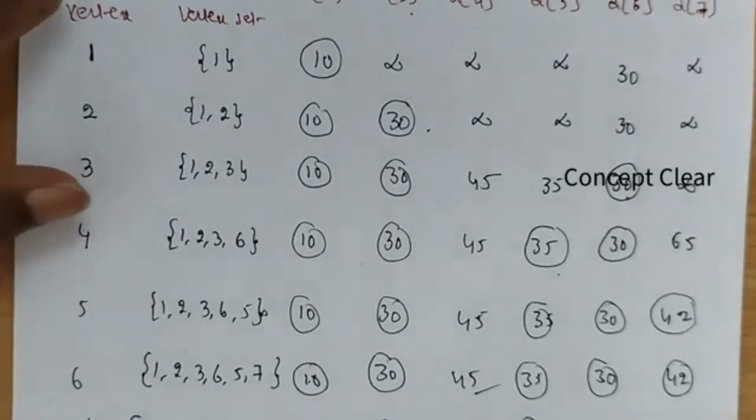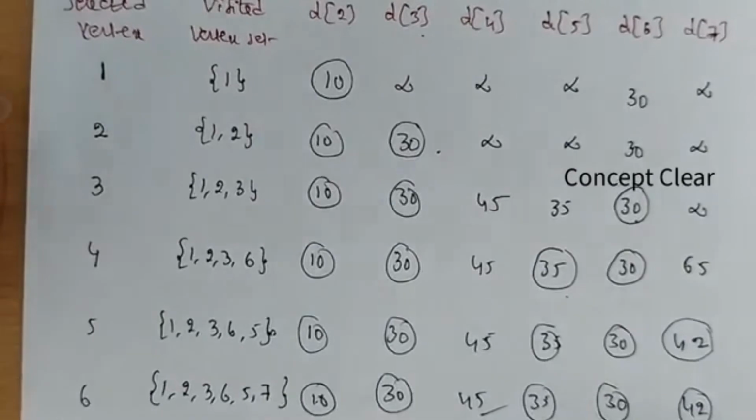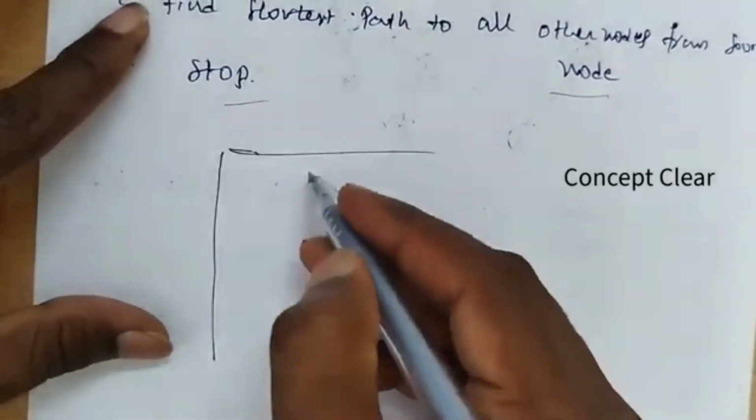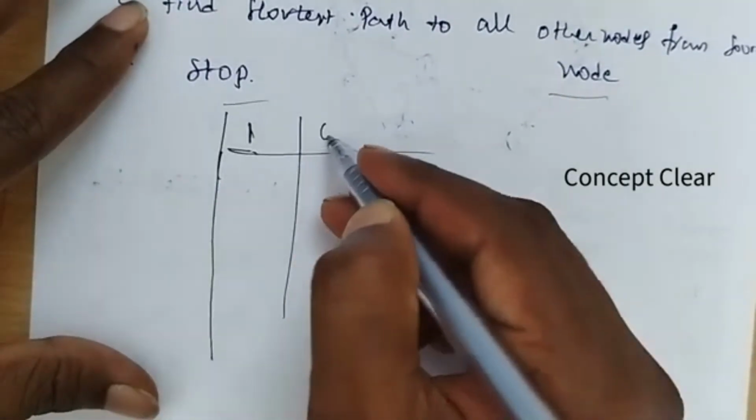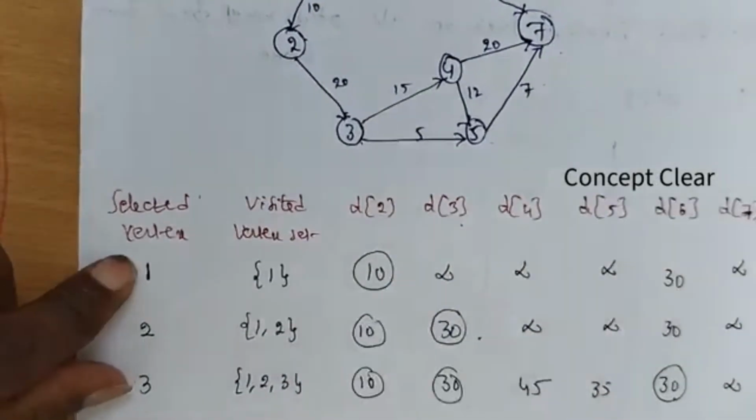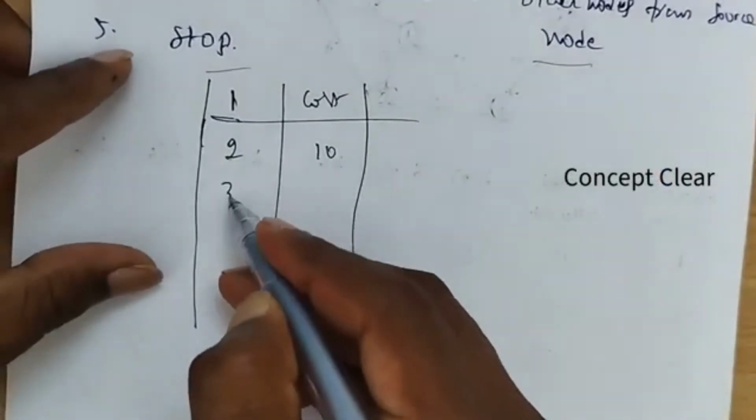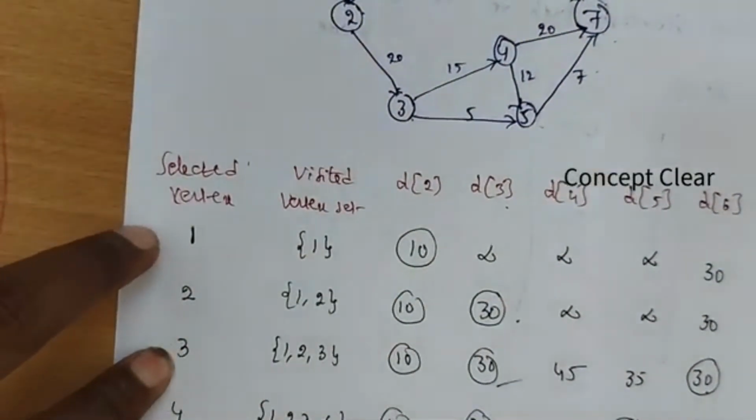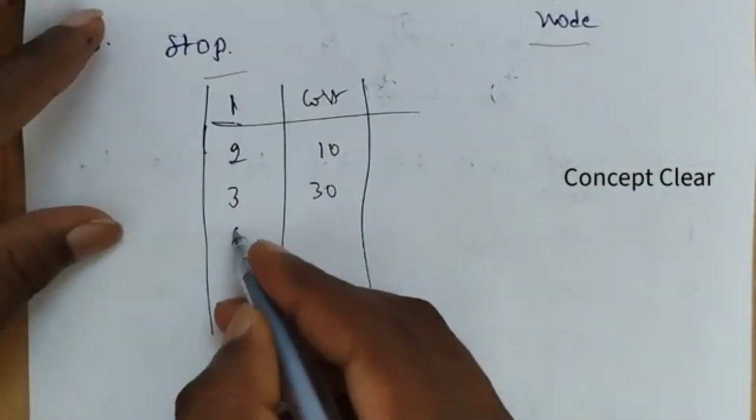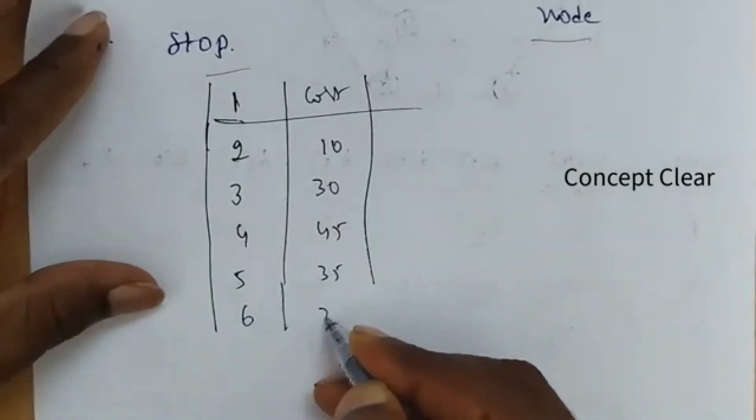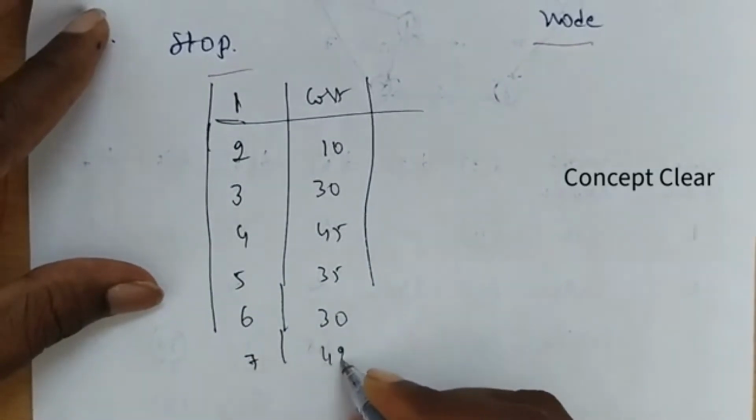Like this we have to find the cost from the first node to every vertex, according to the table. From first to second node the cost is 10. Check here, 1 to 2 is 10. Next, 1 to 3 is 30. Check here, 1 to 3 is 30. Next, 1 to 4 is 45. 1 to 5 is 35. 1 to 6 is 30. 1 to 7 is 42.